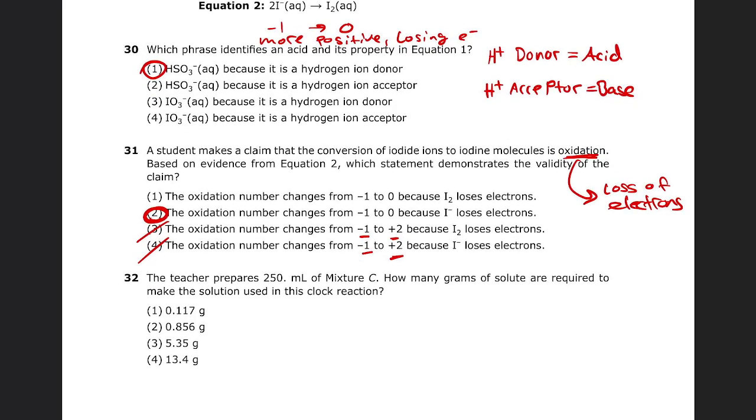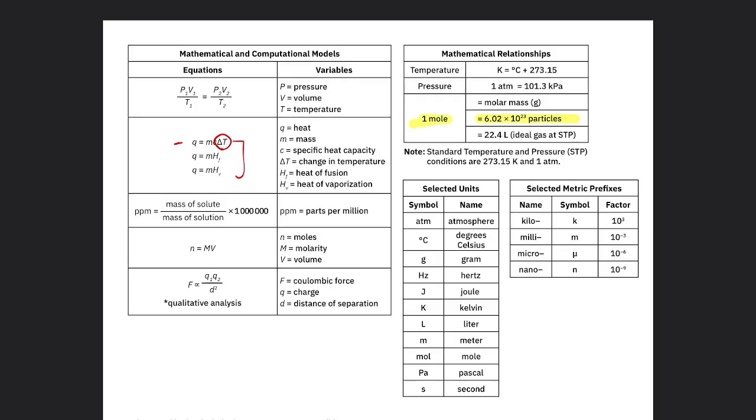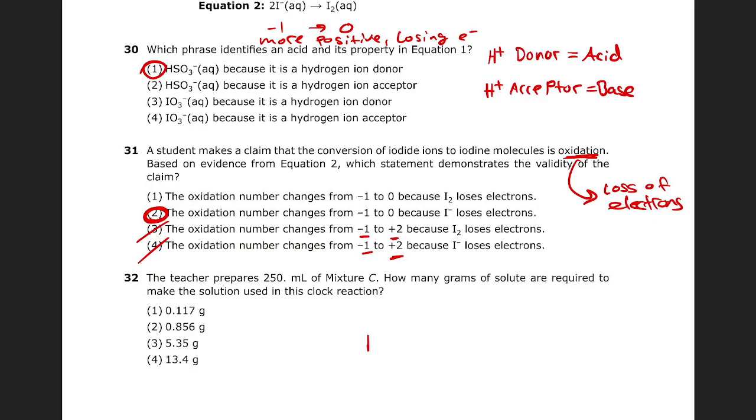Right, and then question 32. The teacher prepares 250 milliliters of mixture C. How many grams of solute are required to make the solution used in this clock reaction? Looking at our reference table, this is going to be an n equals MV type question. All right, we know that volume must be in liters. So our volume, if we convert that to liters by dividing by 1,000, is going to be 0.250 liters.